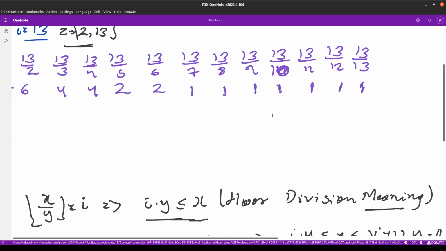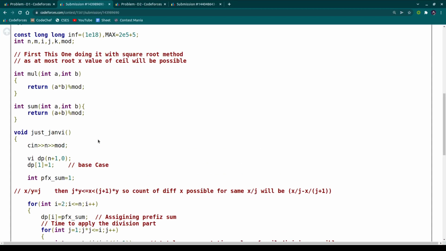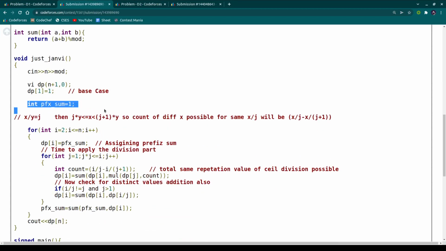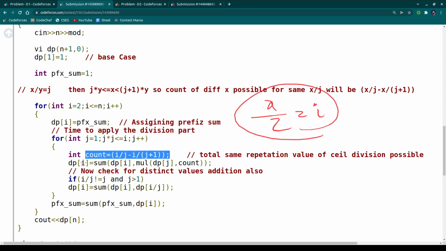So let's move to the dp solution. Simply, I have first set my prefix sum equals 1 as the base case, and for i equals 2 I am iterating and storing the prefix sum for i. Also for dp I am running the second floor division loop, and this count will be the max total number of counts where x by j equals some i.